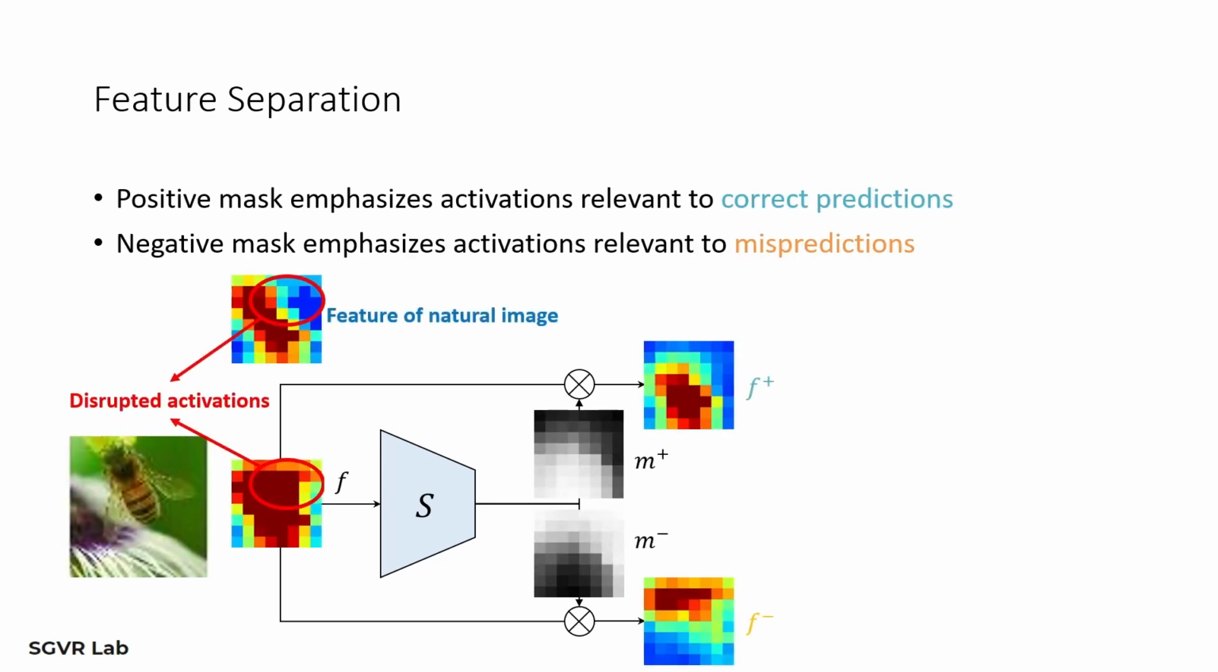To better aid the understanding of our module, we visualize the masks learned by the separation net and the resulting feature maps. The intermediate feature map of the adversarial image wrongly activates object-irrelevant regions of the image due to disruption, which would lead the model to misprediction. The separation net learns the mask based on the robustness of each activation and extracts a robust feature with activations relevant to correct prediction, and the non-robust feature with activations irrelevant to correct prediction.